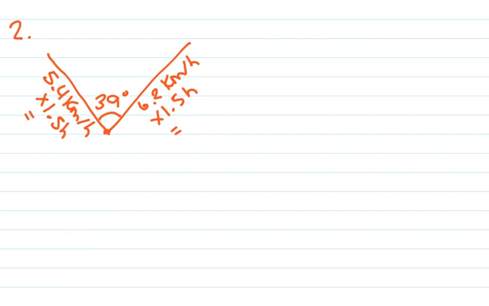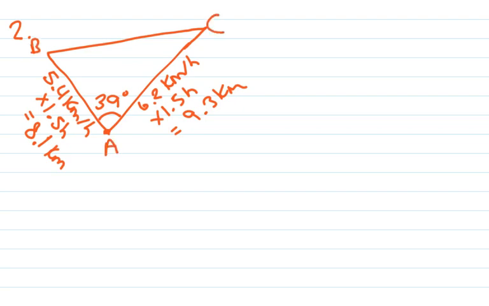So 5.4 times 1.5 is 8.1. And the other hiker is 6.2 times 1.5, and that's 9.3. So he has walked 9.3 kilometers, and this one has walked 8.1. So I'm going to connect that. I'm going to label this triangle A, B, C. And I need to find how far apart they are. So that would be side A. There. Call this one side B, and this one side C.